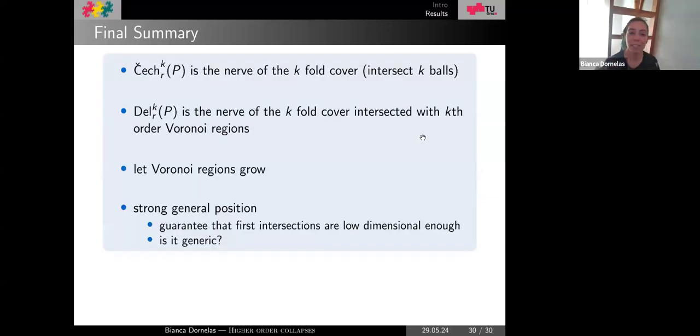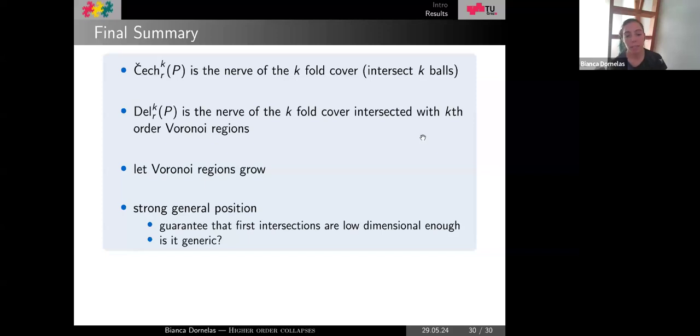So I will finish just giving you a summary. The motivation for all this comes from the fact that the k-fold covers are interesting for dealing with outliers. Two ways of looking at the k-fold cover are the higher order Čech and Delaunay complexes. The Čech is obtained by taking the nerve of the k-fold cover, while for the Delaunay, we first intersect the k-fold cover with the higher order Voronoi regions, and then we take the nerve. And then we were looking at how to collapse the Čech into the Delaunay.